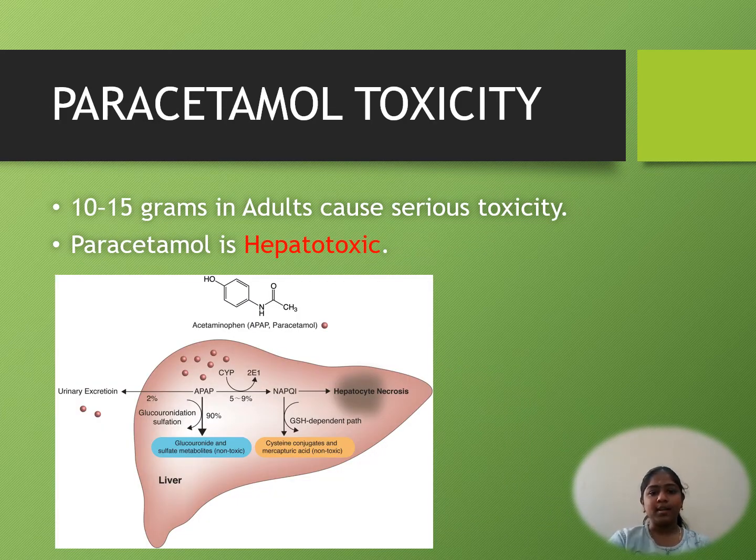Paracetamol toxicity. Children are more susceptible because their ability to conjugate by glucuronidation is poor. 10 to 15 grams in adults may cause serious toxicity. Symptoms include nausea, vomiting, anorexia, and abdominal pain in the first 24 hours. Nephrotoxicity may result in acute renal failure in some patients.